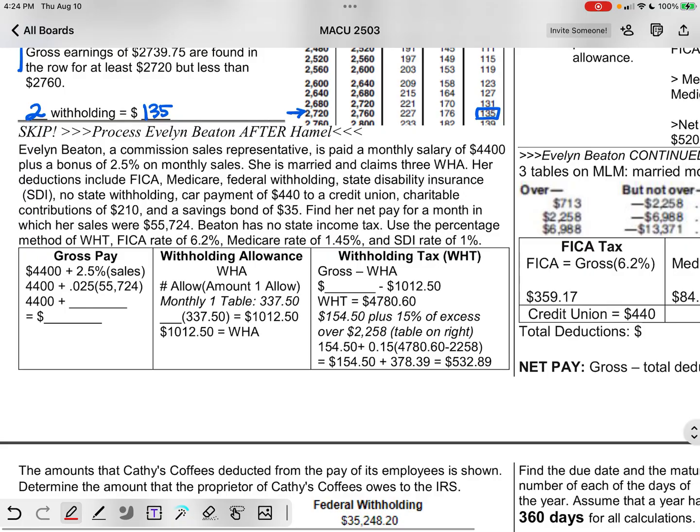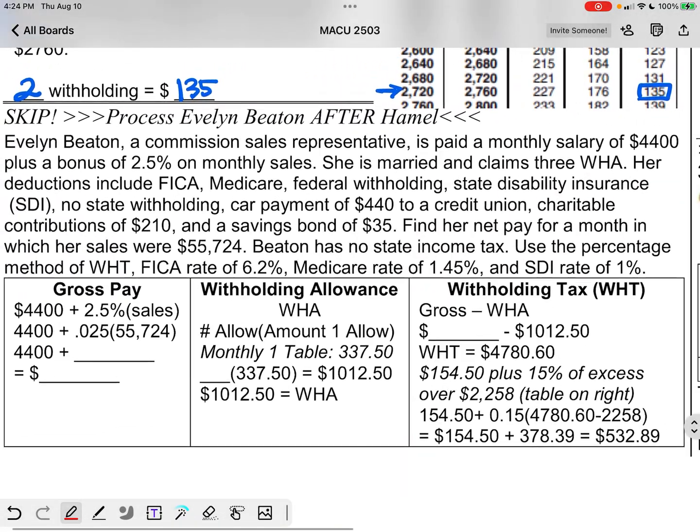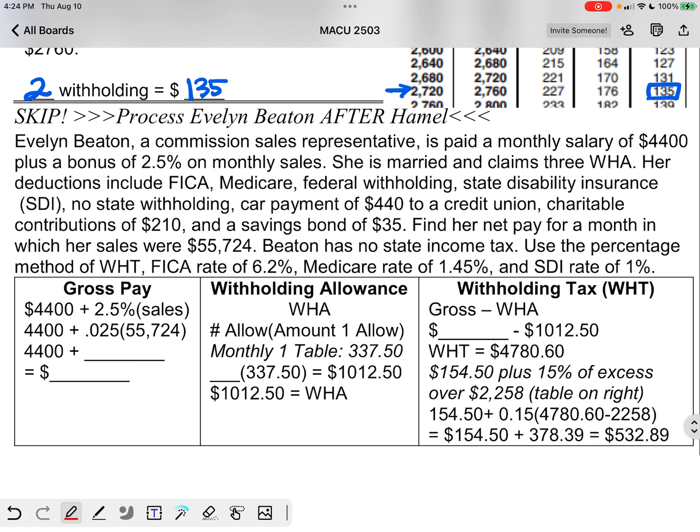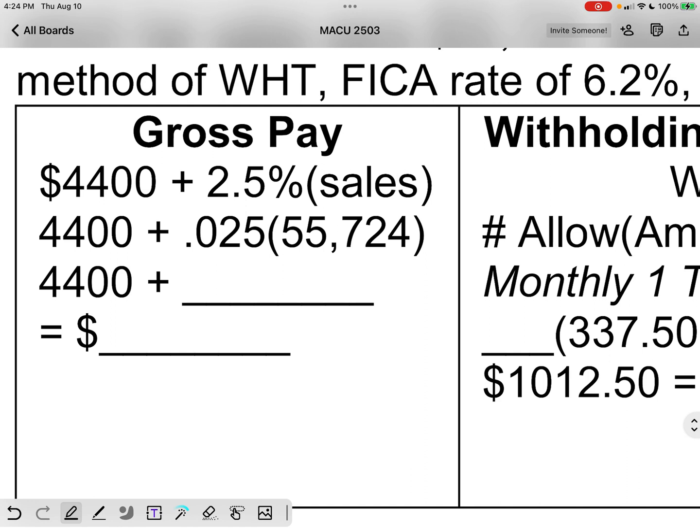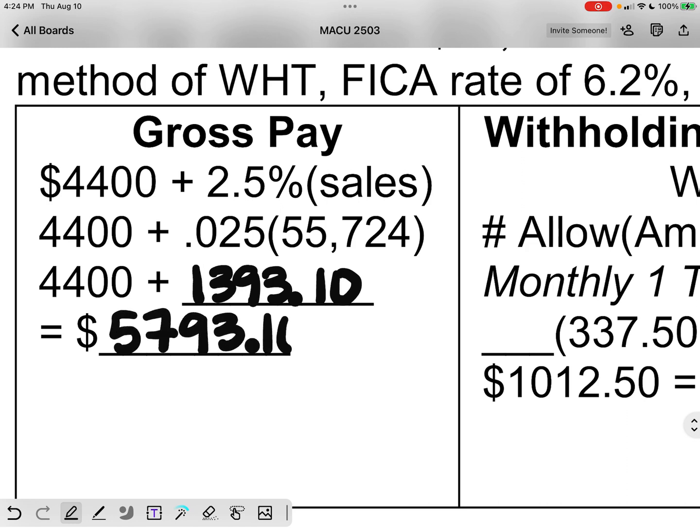Okay, going back to that question I skipped, right here. Evelyn Beaton, a commission sales representative. I tried to break this down as much as I could so you'd have a template for whenever you're doing this independently. Looking here at my gross pay, they took the $4,400 number, that was her monthly salary. Her 2.5% is her commission on her monthly sales. That's going to put her at $1,393.10. If I combine those, her gross pay is almost $6,000.